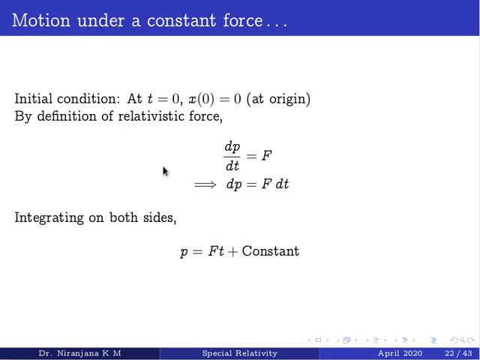Now by definition of relativistic force, the force is defined by dp by dt. By rearrangement it is dp equals F dt. Integrating on both sides you will get p equals Ft plus a constant, because since F is constant it is easy to integrate. It is just p on this side and t on this side, and this constant is a constant of integration.